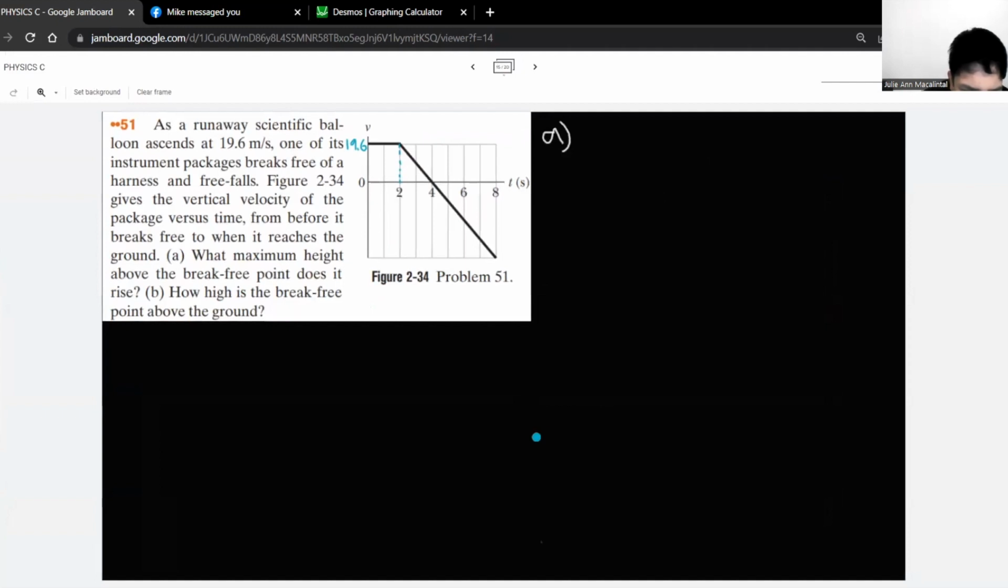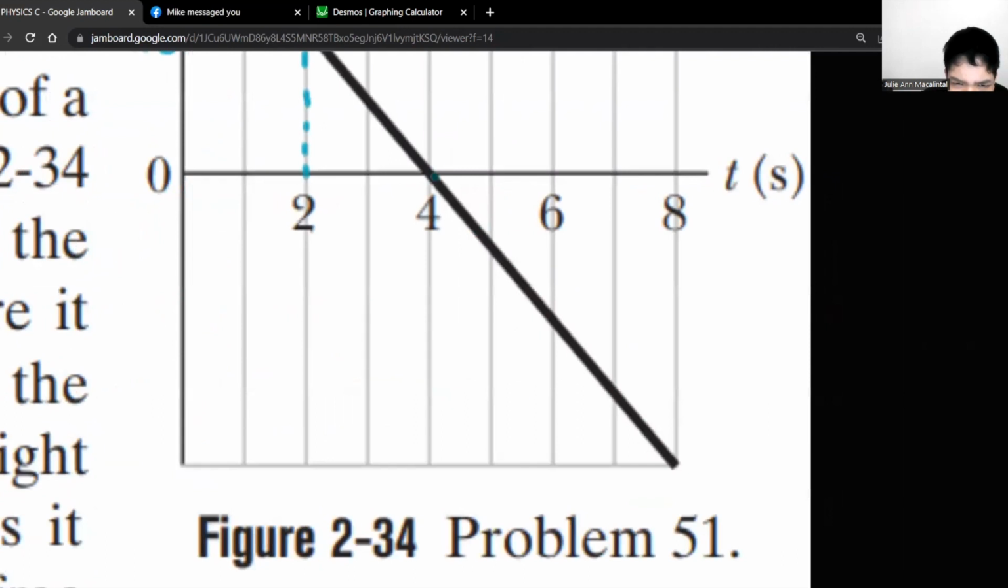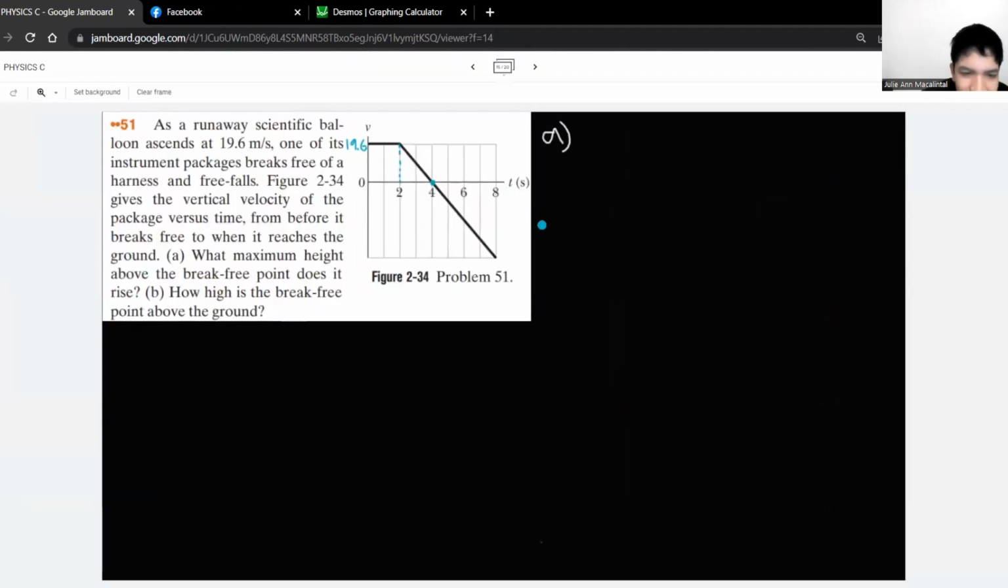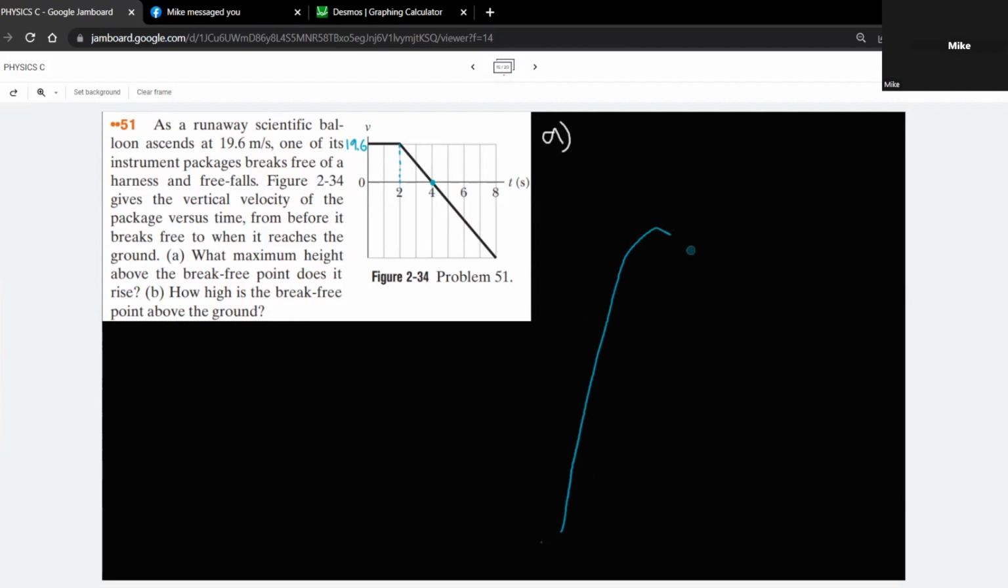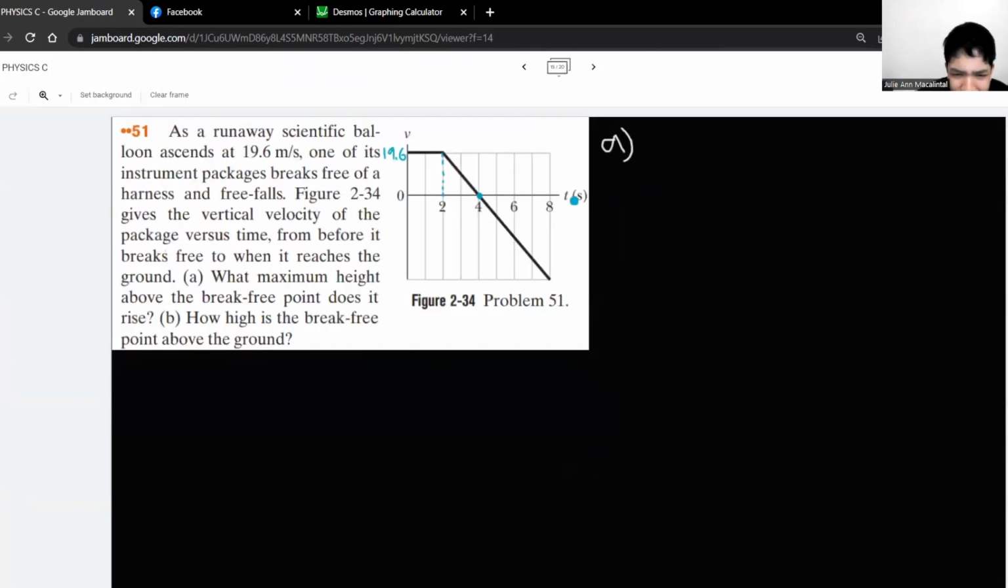How high is the break-free point? When t equals 4, that is the break-free point. Kaya, yung break-free point is yung nakatanggal na siya mula dun sa balloon. Yung balloon, it's still going up, constant velocity. Pero yung instruments nalaglag. Wait, so ito mo pala yung package versus time. So at t equals 4, it suddenly goes down.